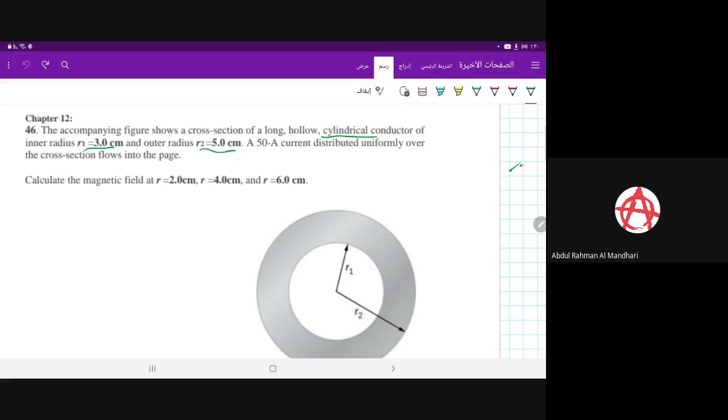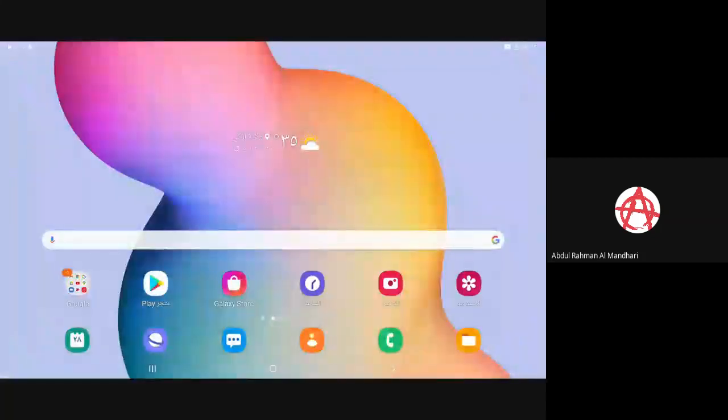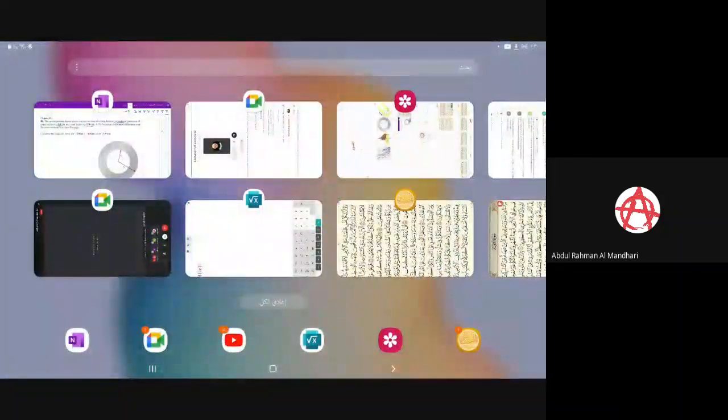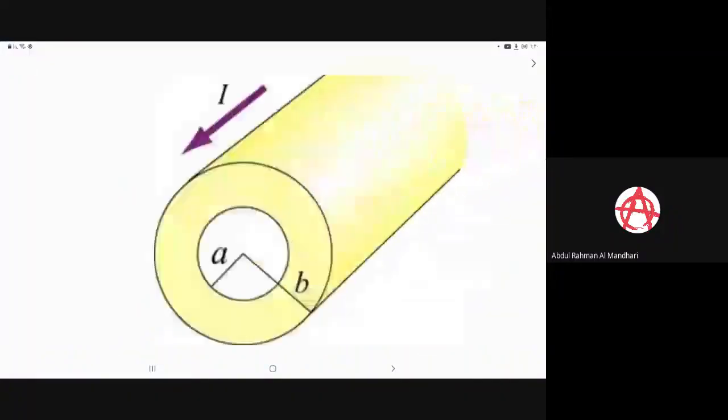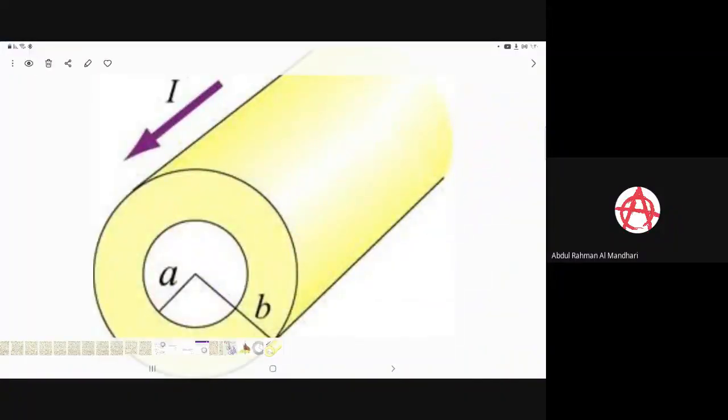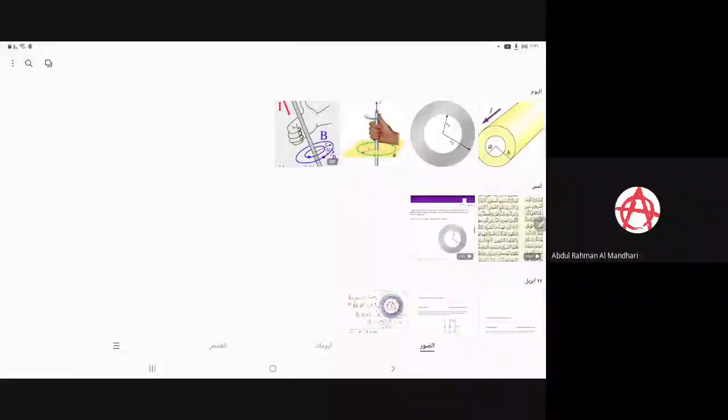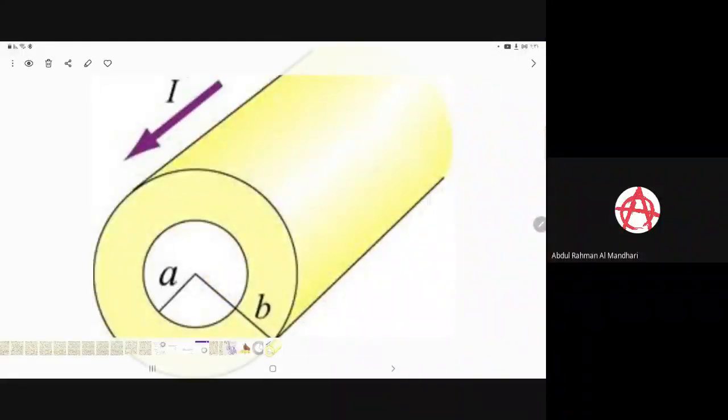Let me show you what I mean by this hollow cylindrical conductor. I will show you the pictures. So it's like this one. We have a conductor which is hollow from inside. There is nothing inside here, and all the current is moving on the skin, on the cladding, outside, on the surface.